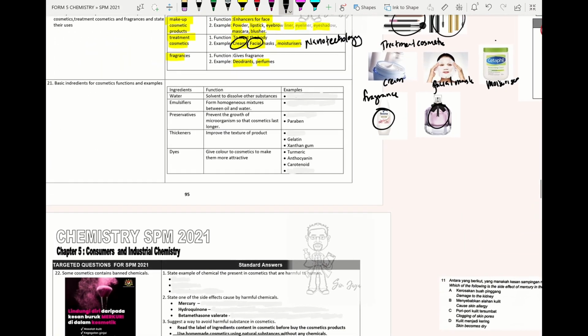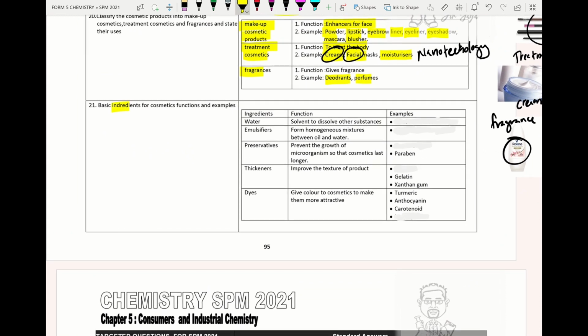Okay, we move on to the basic ingredients for cosmetics. For example, water is a solvent to dissolve other substances, such as distilled water or deionized water. Emulsifier is used to mix the oil and water layers in the cosmetic so that it looks more attractive, for example lecithin and stearic acid. Preservative, remember, formaldehyde prevents the growth of microorganisms so that the cosmetic lasts longer, and also paraben. Thickener, remember, glycerin, improves the texture of the product. Dye gives color to the cosmetic, remember iron(III) oxide.